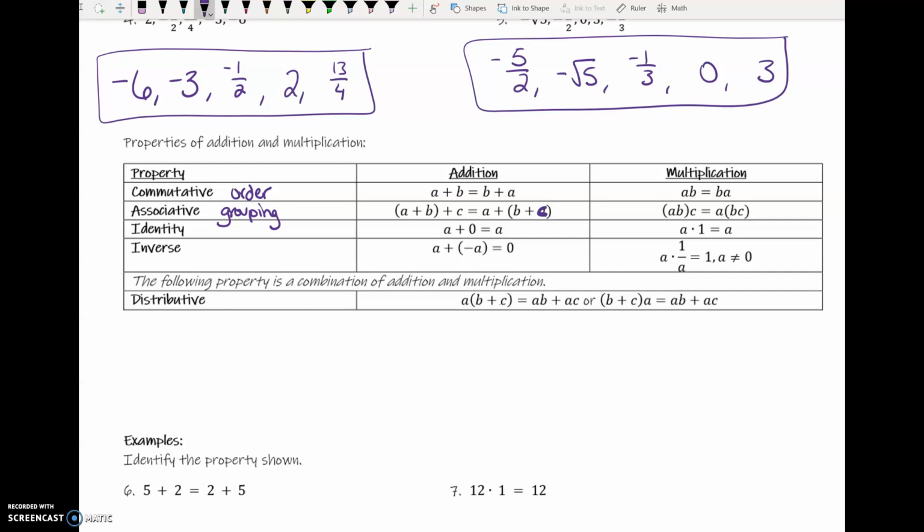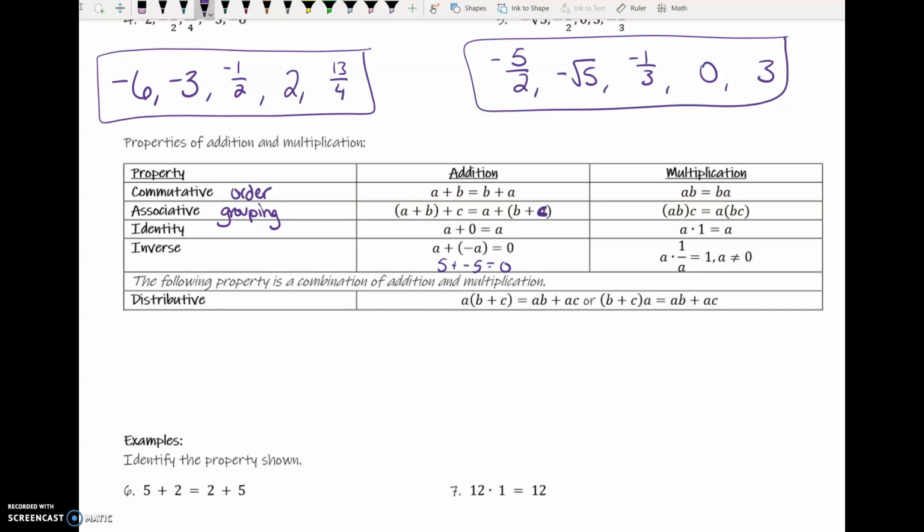Identity basically means you're adding something that doesn't change the value of the number. So anything plus 0 is still that original number. Anything times 1 is still the original number. Inverse is what you add or subtract or multiply or divide to get back to the identity. So with additive inverse, you're trying to get to 0. So like 5 plus negative 5 is going to give you 0. Multiplication, if you're multiplying by the reciprocal, that's the multiplicative inverse.